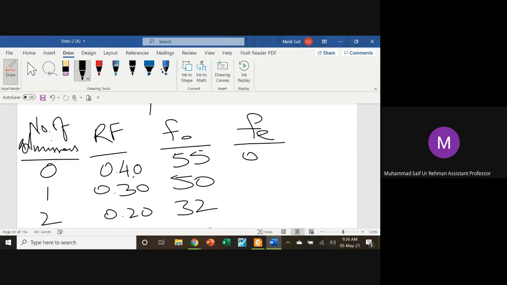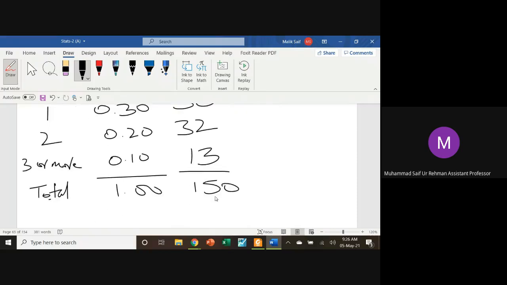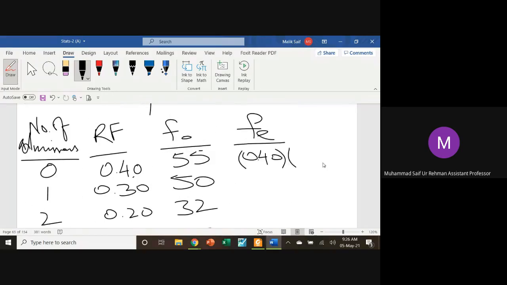Okay, so in this case, you simply have to multiply this relative frequency 0.40 or 40% with the total persons who were interviewed. So 150 are the total individuals. So multiply by 150 to see the answer. What is the answer? 150 multiplied by 0.4, 60.